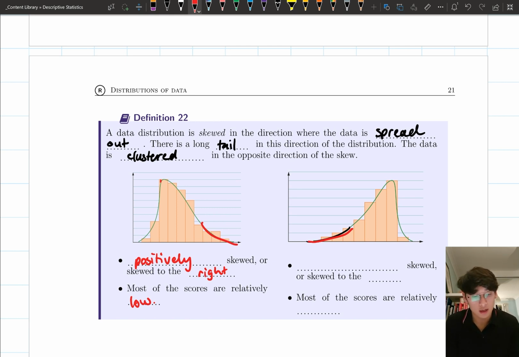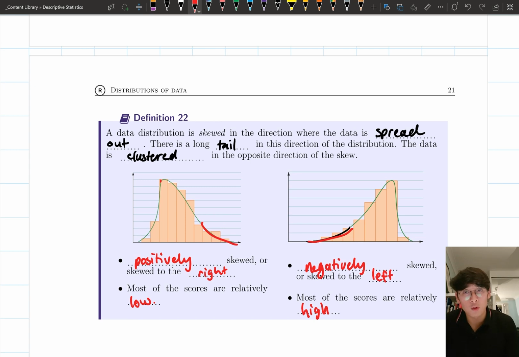On the other hand, if most of the scores are pushed towards the right, so the skew is to the left, that means it is negatively skewed. When you talk about skew, you're talking about where the tail is, where all the spread out scores are. So skewed to the left. Most of the scores are relatively high. So that's what skew is. This is a concept you need to be able to understand and remember.